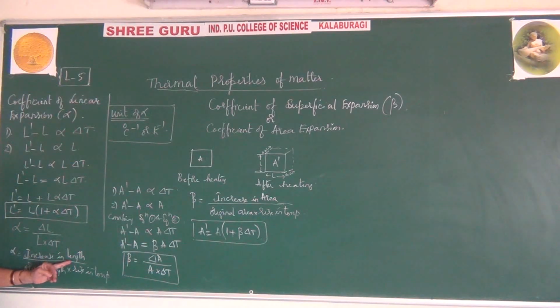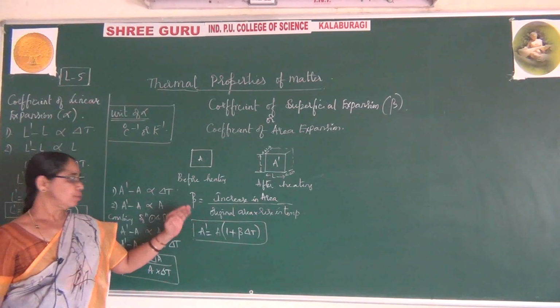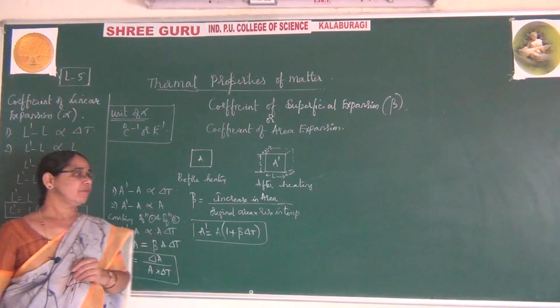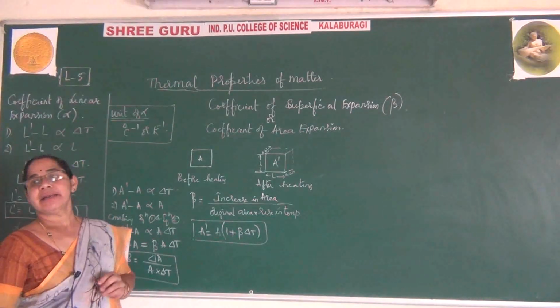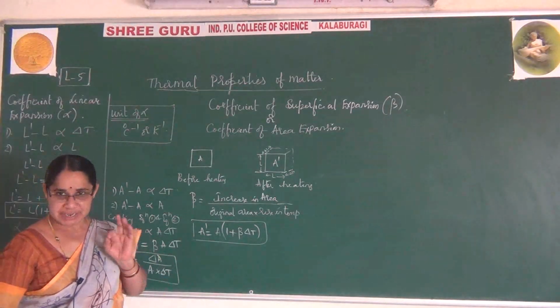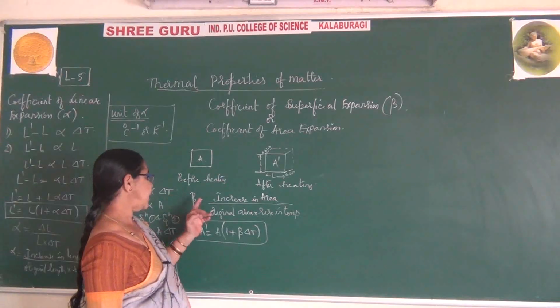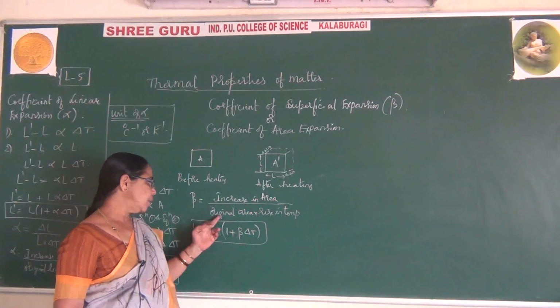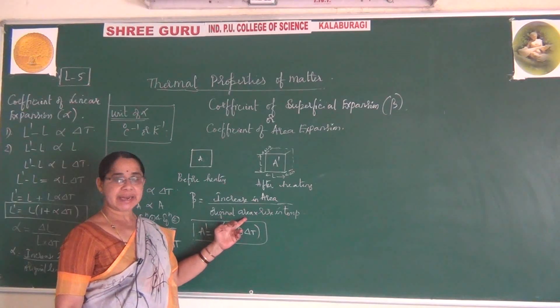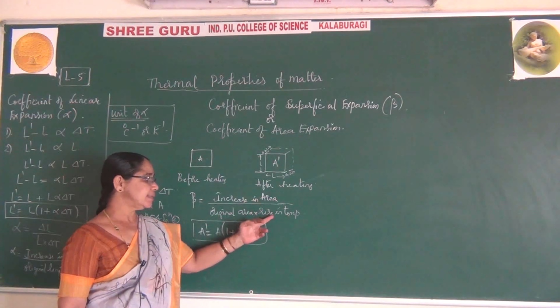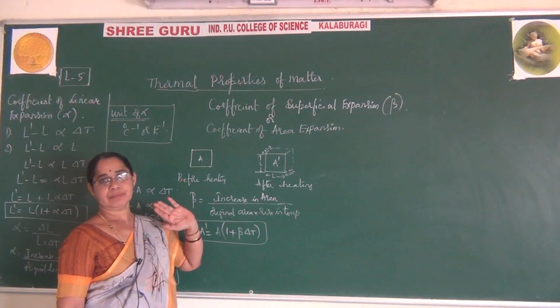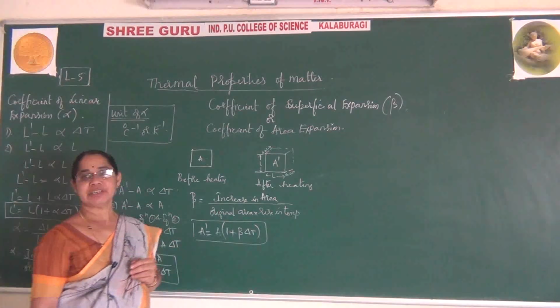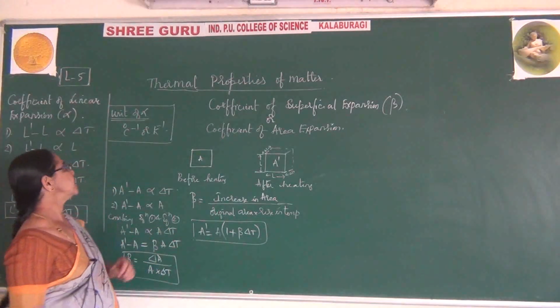There it was increase in length, here it is increase in area. There it was original length, here it is original area. So by looking at this, you are ready to write the definition: the coefficient of superficial expansion can be defined as the increase in area per unit original area per degree rise in temperature. So this is one definition for the coefficient of superficial expansion.